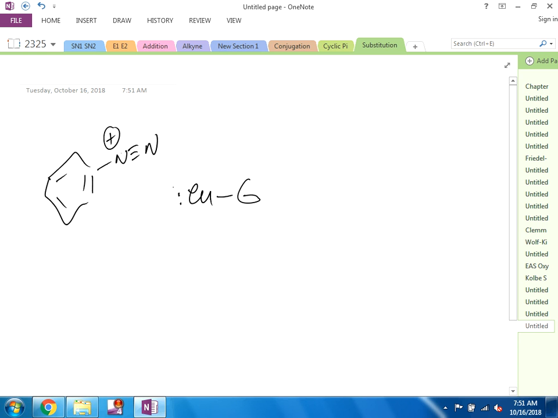So the first thing that people think happens is that this is really a radical reaction. What we do is we transfer an electron from the copper so that the copper can become copper 2, which is very common.